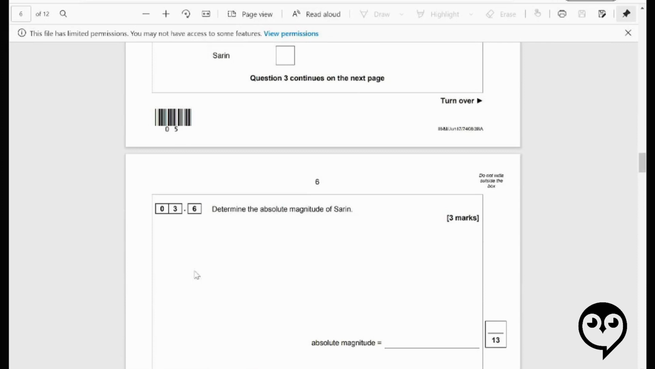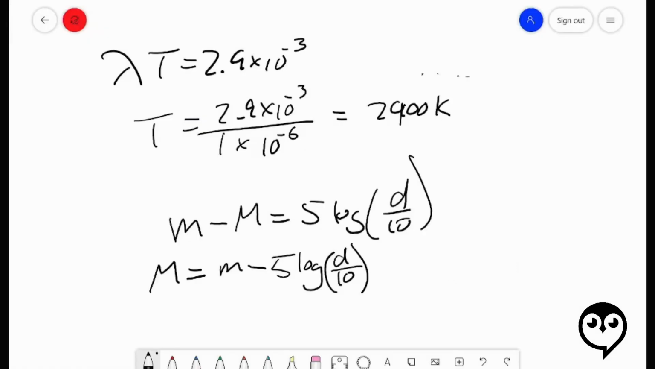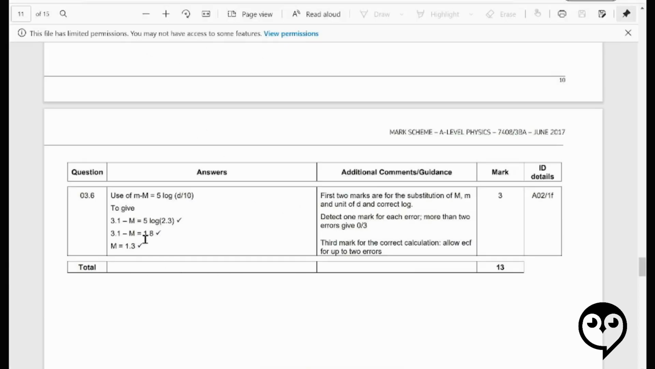And then they want you to determine the absolute magnitude of Saturn. So Saturn's got a distance of 23 and an apparent magnitude of 3.1. So we can just plug these in here, 3.1. This was 23, so it's log of 2.3. So 3.1 minus 1.8. I get about 1.29 for the absolute magnitude of Saturn there. Okay, so there we are. Yeah, 1.3. That's all good. 3 marks. We've plugged it all in. That's good. Pause if you want to read about the mark distribution.